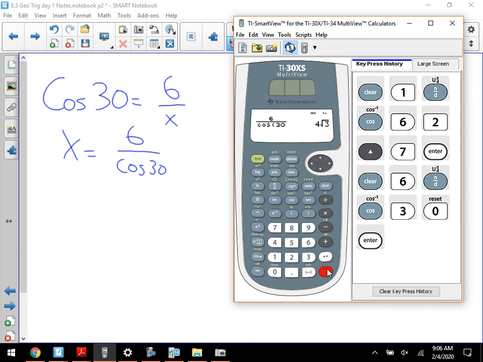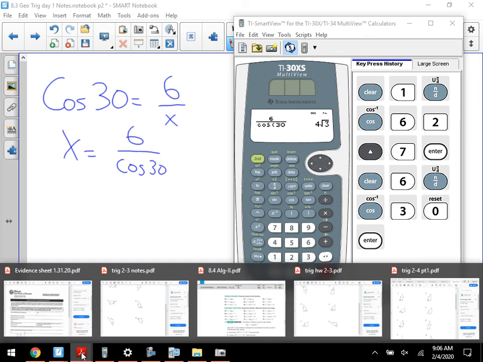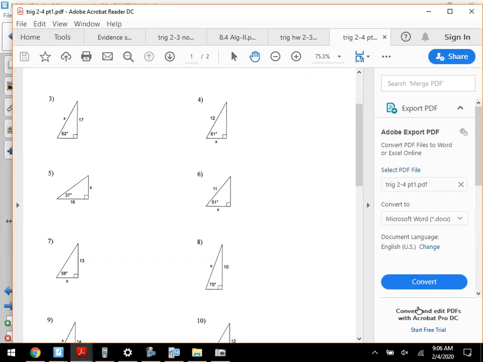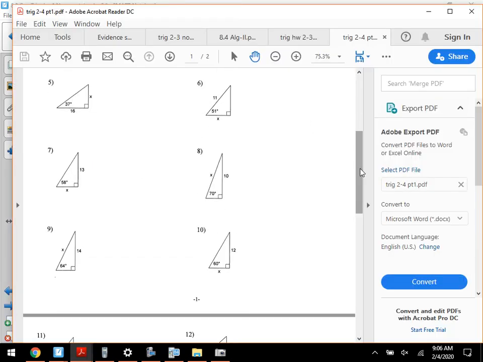Why don't you guys take a minute and try out, let's just do 7 through 10 real quick on our own. Write out what you're doing, round to 2 decimal places. We'll come back together and check them here in a minute, all right?